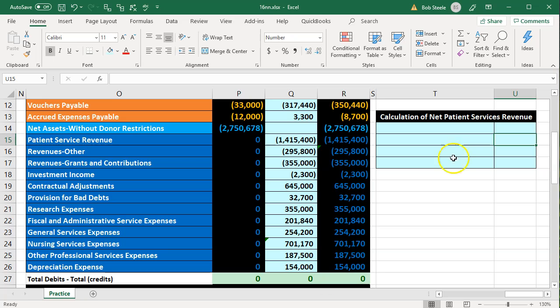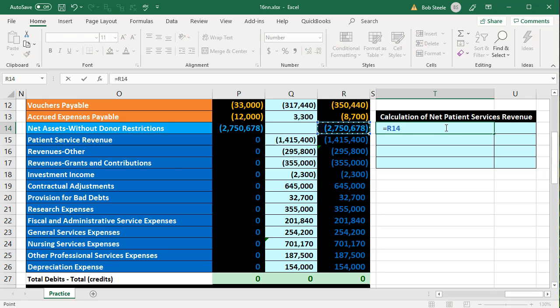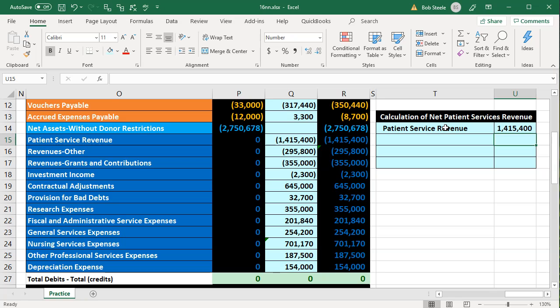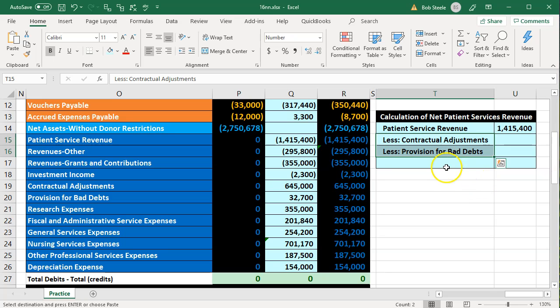Okay, last thing we're going to do here is we're going to do a quick calculation of the net patient service revenue. So the net patient service revenue is basically going to be the top of what would be kind of like the income statement or the statement of activities, would be the patient service revenue. That's going to be our primary income type of account. Then we're going to say less the contractual provisions and the provisions for bad debt.